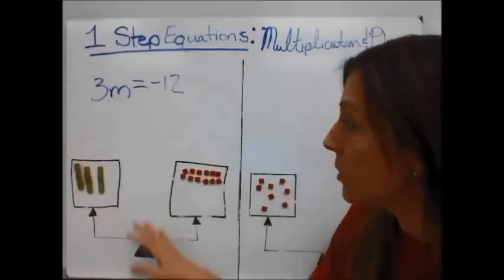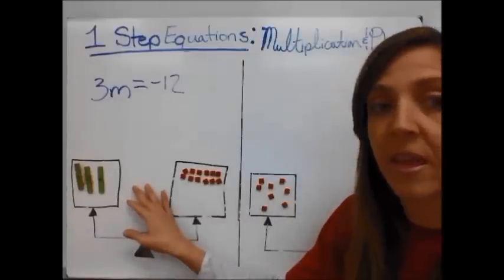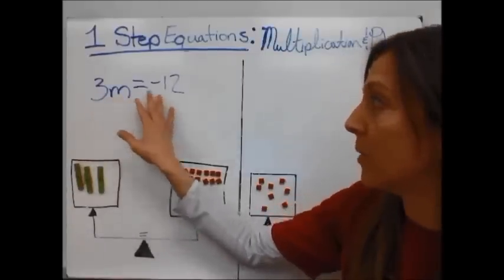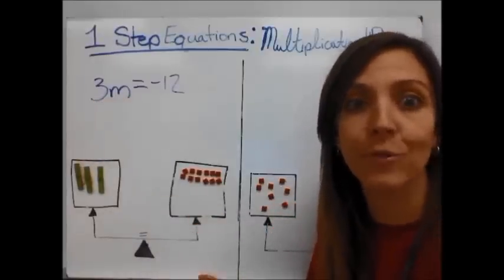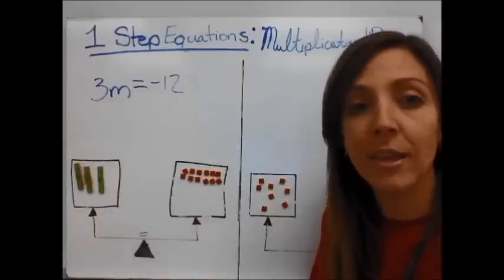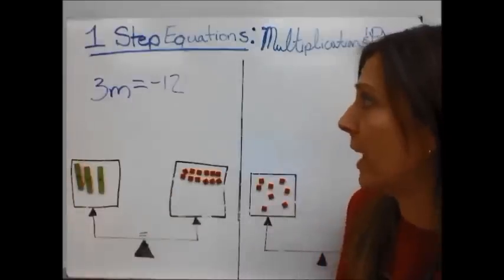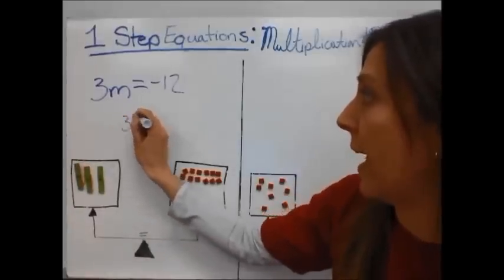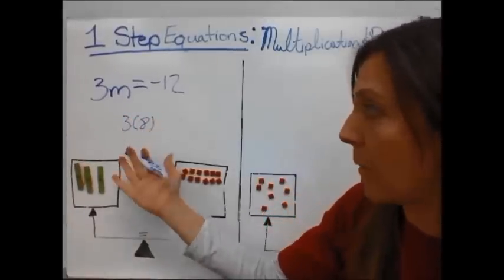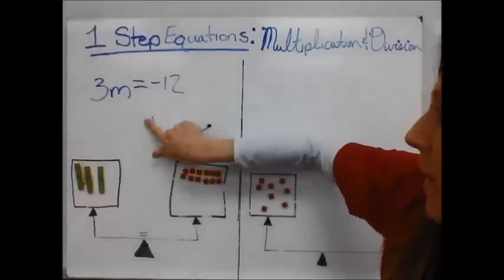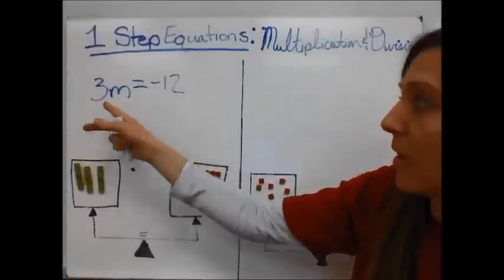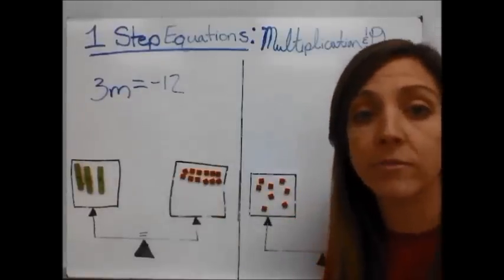So now I'm gonna solve this. How do I figure out 3m equals negative 12? Well, 3m, being that the variable is right next to a number, means 3 times m. Just like if it were 3 next to an 8. That would mean multiply. 3 times 8 would be 24. Well, in this case, we have 3m, and what number times 3 would give us a negative 12 is what we're looking for.